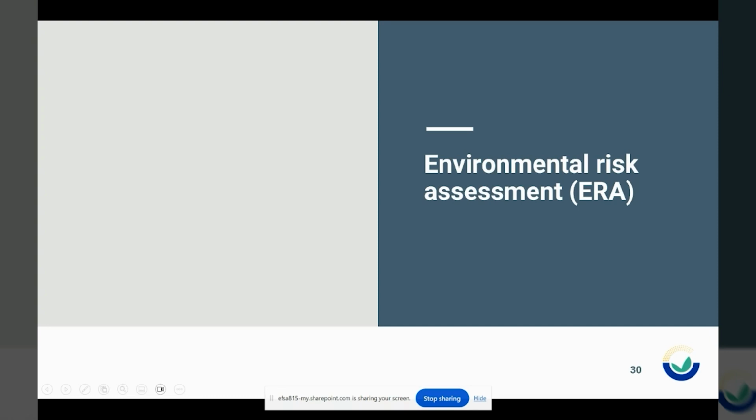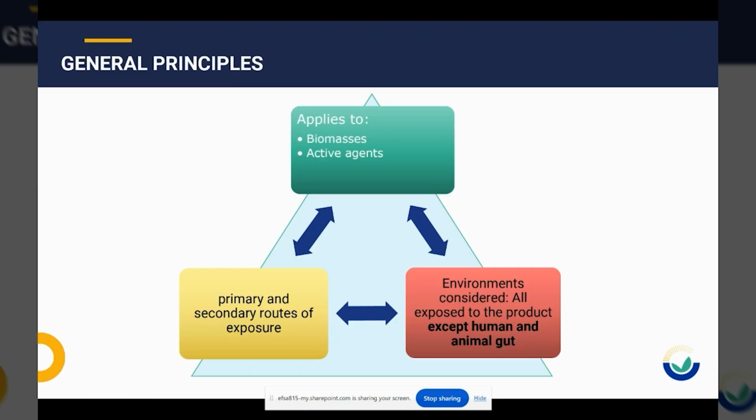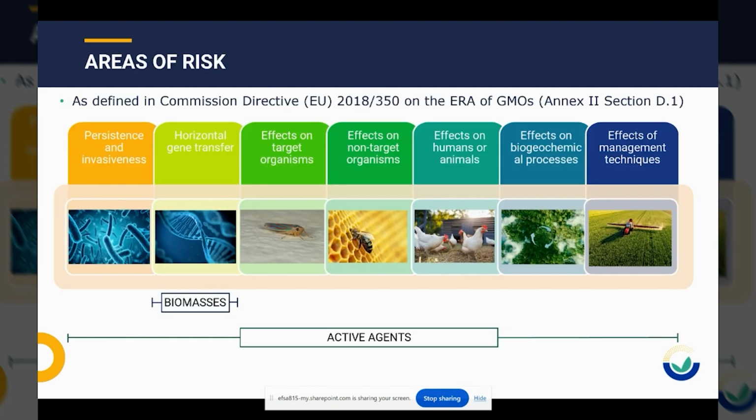Now we're going to talk a few words about environmental risk assessment, which is something new. The assessment of the environmental impact applies to biomasses and active agents. The environments considered in the assessment will be all those exposed to the product except human and animal guts, for which there is a specific section later on. And the routes of exposure are primary, so those directly related with the intended use of the product, and secondary, which are those indirect, for example, water streams.